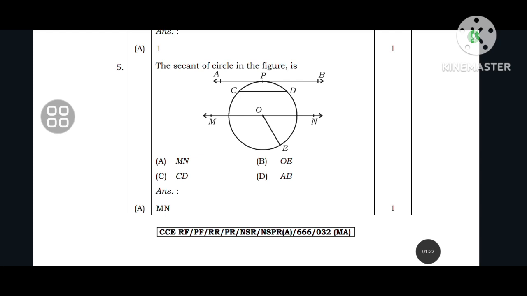Now coming to the fifth question, the segment of a circle in the figure is... This question is also from the chapter circles, and they have asked for the segment of the circle in the figure they have provided. A is the correct answer, MN, which is correctly passing through the center.